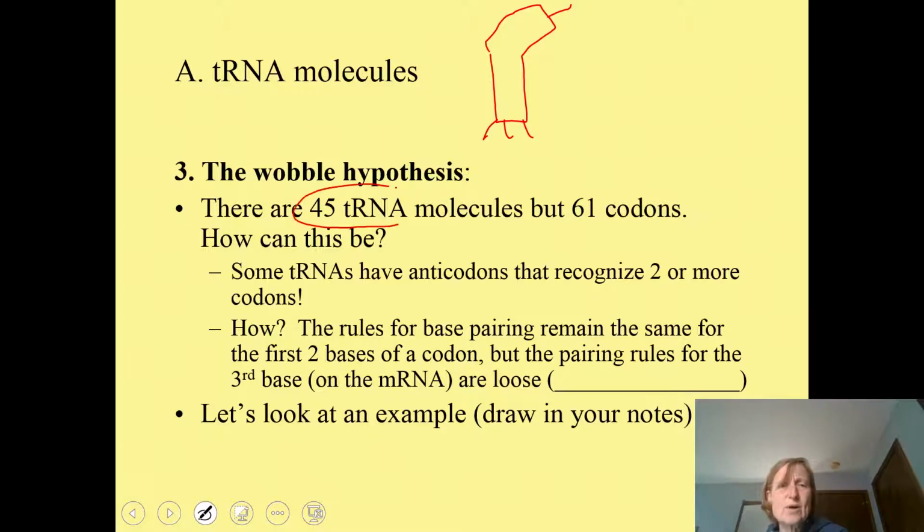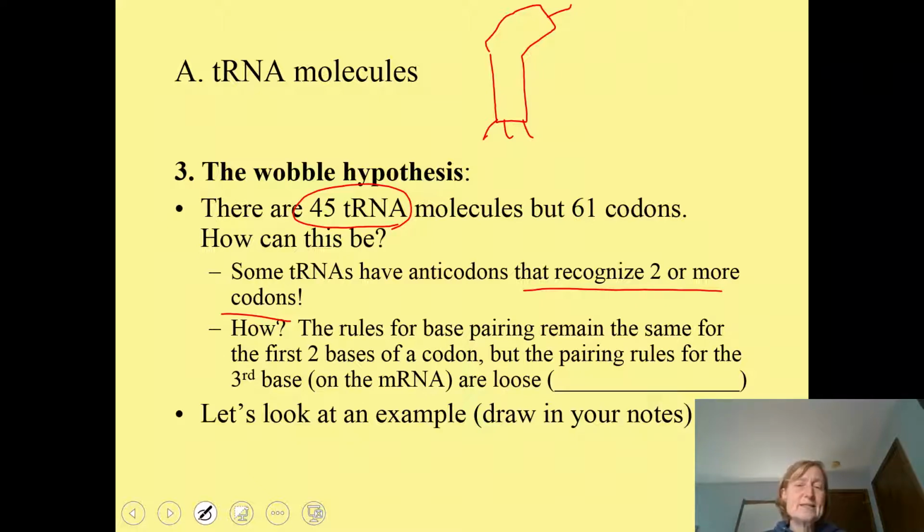Shouldn't there be 61 tRNA molecules to recognize each codon? This is weird. How can this be? We call it the wobble hypothesis. Some tRNA have anticodons that recognize 2 or more codons. In other words, we don't need 61 tRNA molecules because we have a little bit of overlap. Some tRNA molecules can recognize more than one codon. How does this work? Now let's read this and then we'll give you an example.